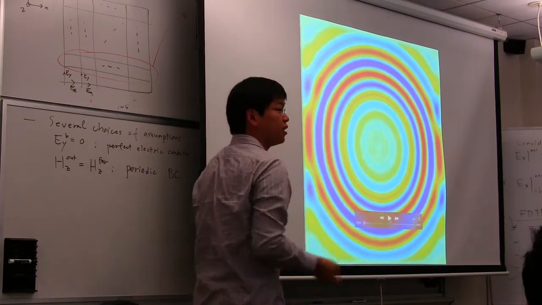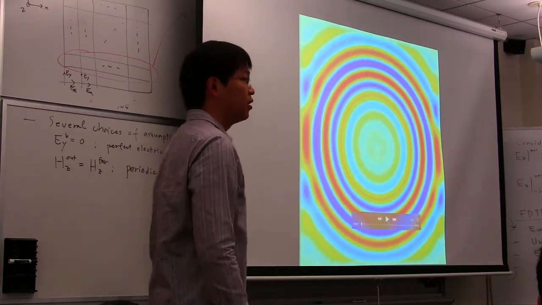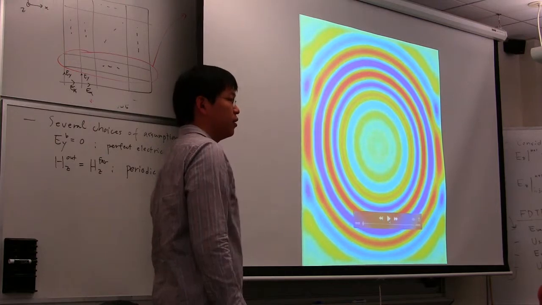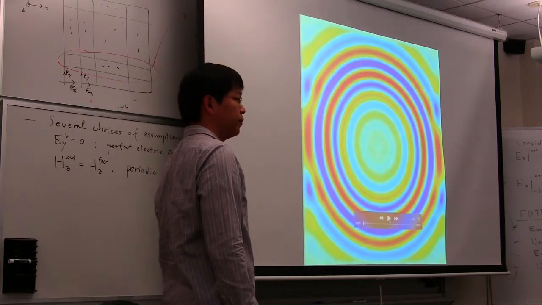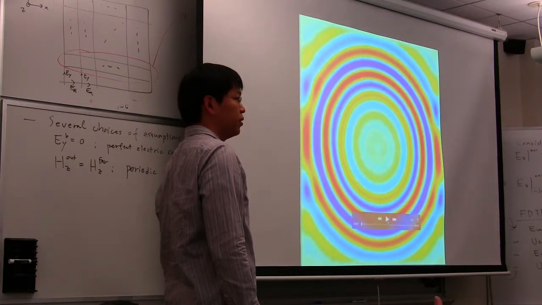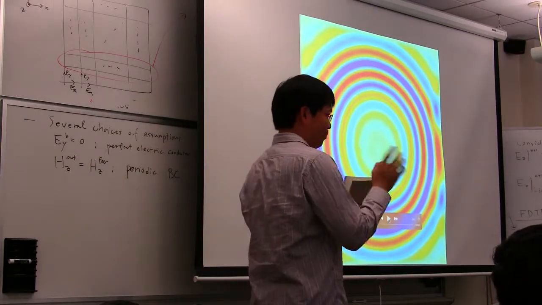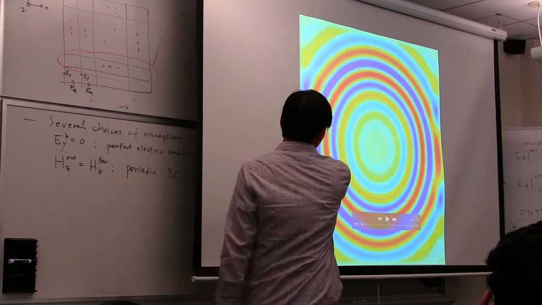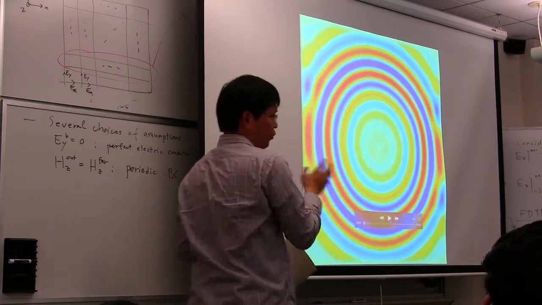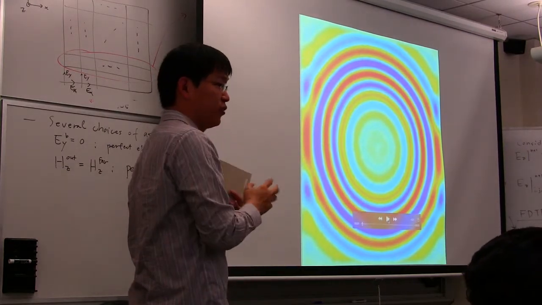Wait, so you have a field of 0 at the boundary, so shouldn't that be a node instead of antinode? Because antinode is when the field is maximum. Sorry, I mixed up the terms. So this is the node, and for the periodic boundary condition we had antinode.